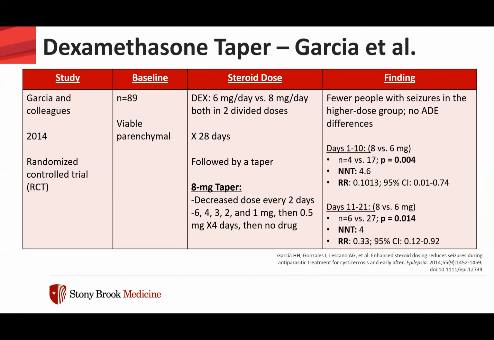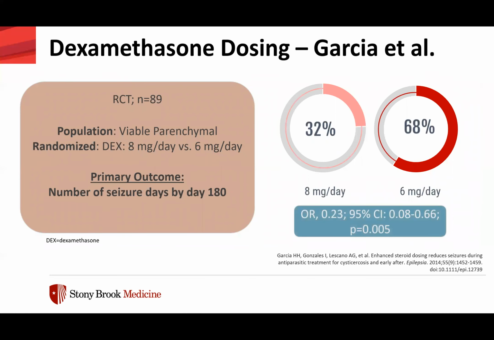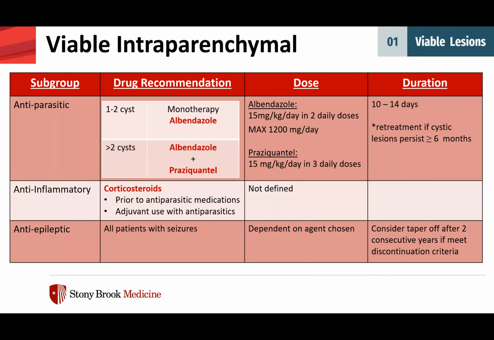They looked at this even further at 180 days. And when we were thinking about the number of seizure days by 180 days, only 32% of patients who received that higher dose of 8 milligrams per day had seizures, compared to 68% of people who received 6 milligrams per day. And this also was statistically significant. So that's really where this 8 milligram per day recommendation is coming from.